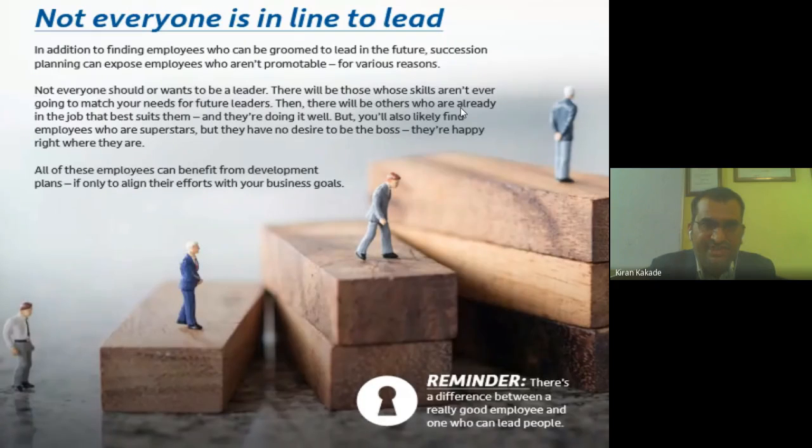Not everyone is in line to lead. In addition to finding employees who can be groomed to lead in the future, succession planning can expose employees who are not promotable for various reasons. Not everyone should or wants to be a leader. There will be those whose skills are not ever going to match your needs for future leaders.